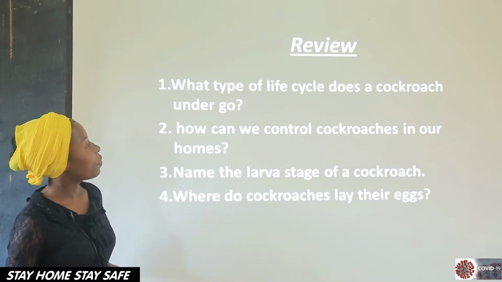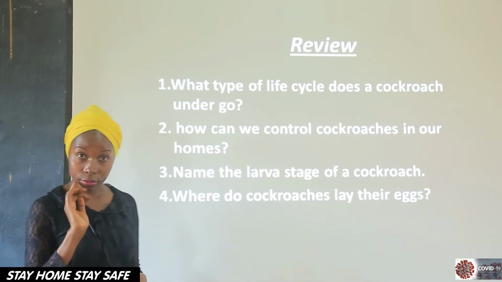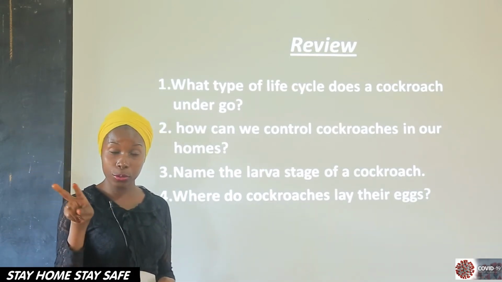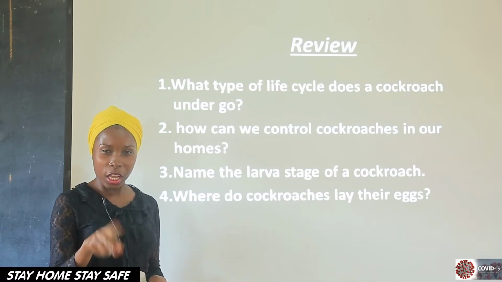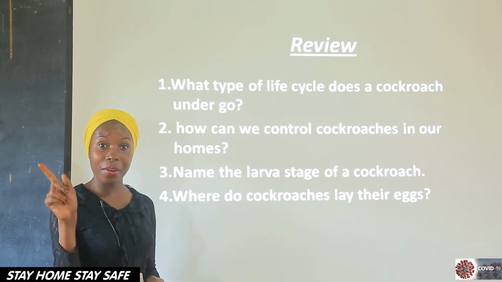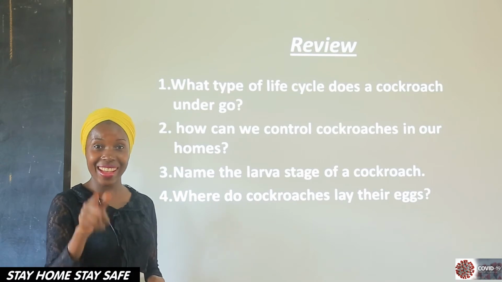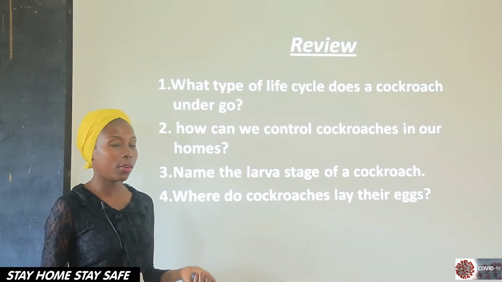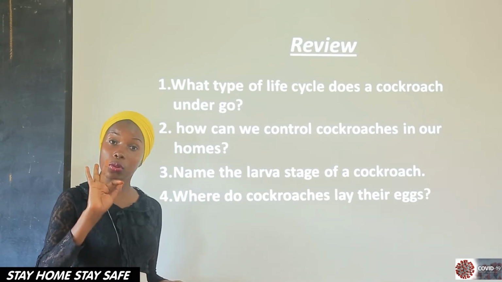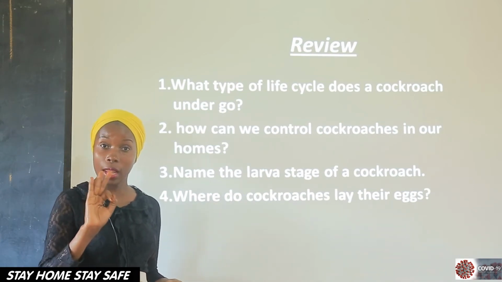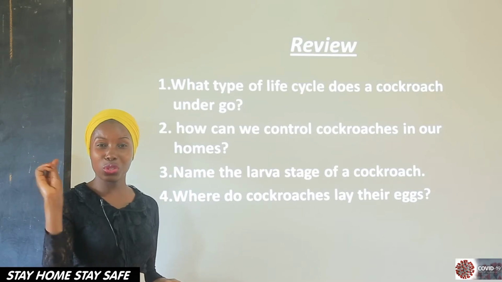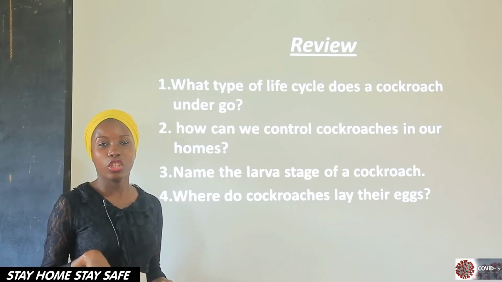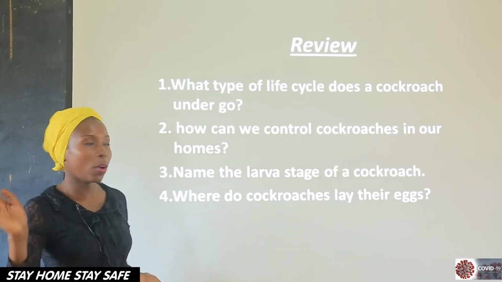Question: what type of life cycle does a cockroach undergo? What did you put there? We have two. You either put complete or incomplete. If you put complete, you are wrong. Put a very big cross. The answer is incomplete metamorphosis, or incomplete life cycle. Do you know why? Because it undergoes only three stages of the life cycle. It doesn't want to spend a lot of time on the other dormant one, so it just forgoes it.